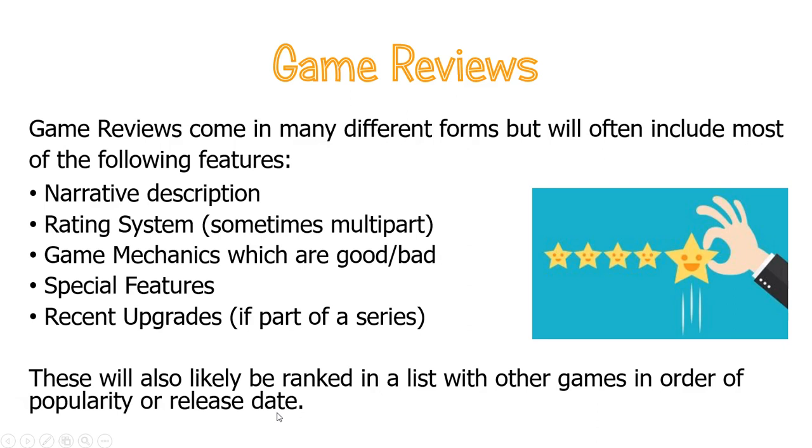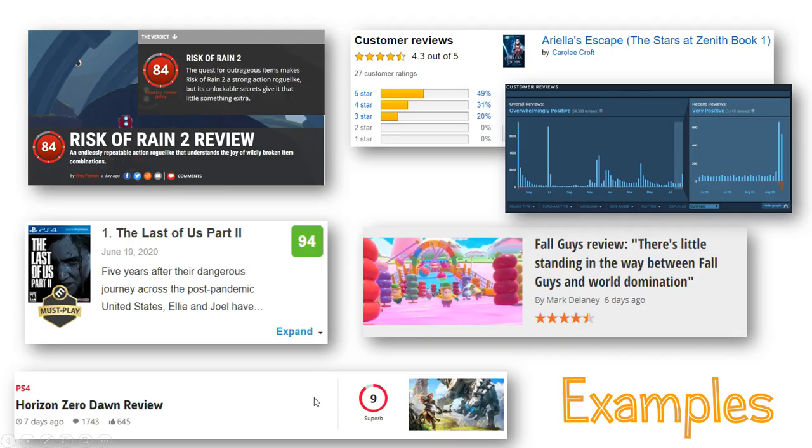Now these will usually be ranked in order with lists of other games, so when you look at game review websites, you'll quite often find different games, and they might be organised in popularity, they might be organised in release date, and they might be organised in game types. Every game website works slightly differently, and hopefully today, over the course of the next few days, you'll get a chance to have a little look at some.